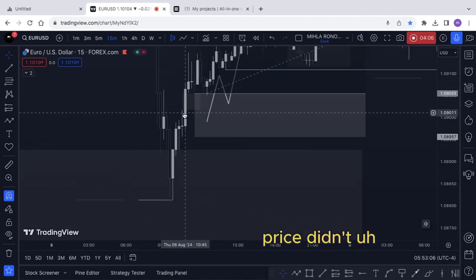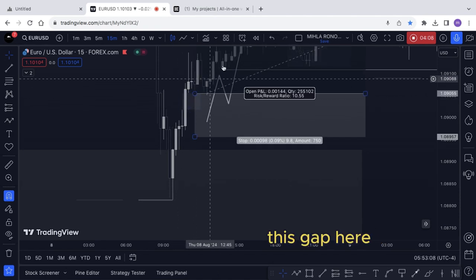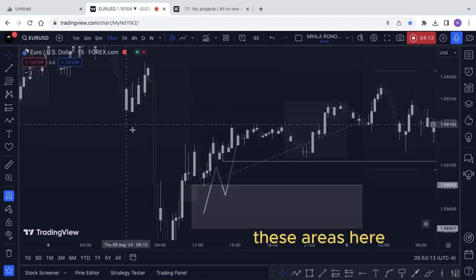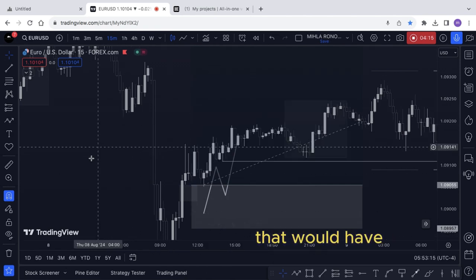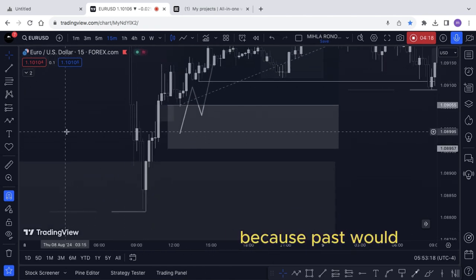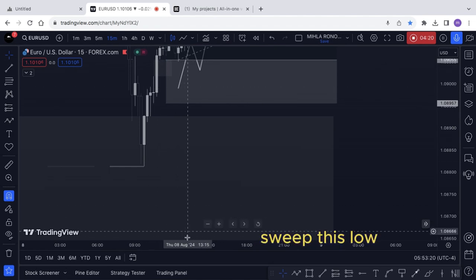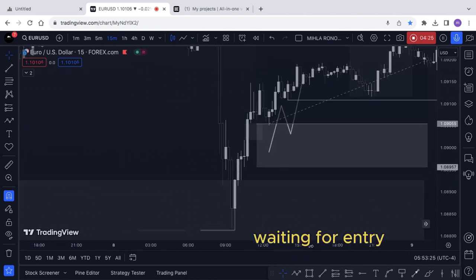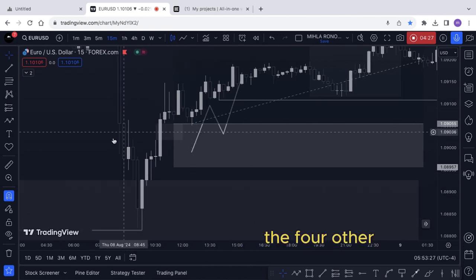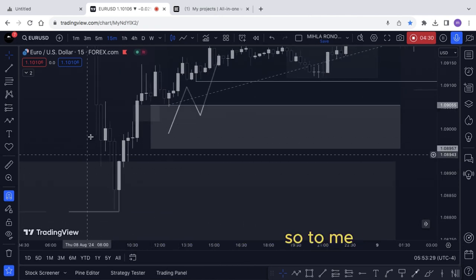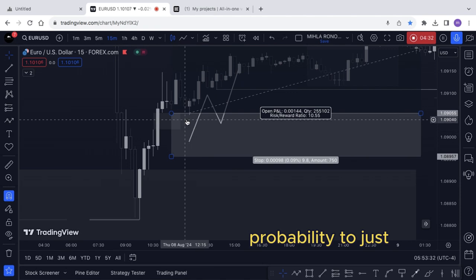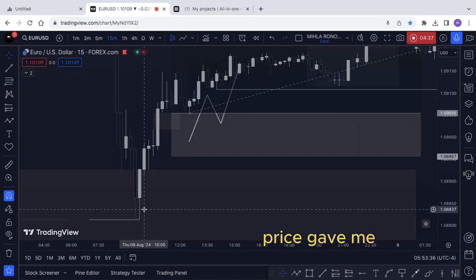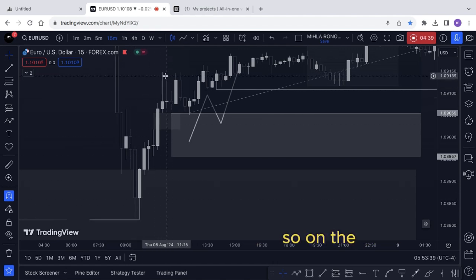Now, if price didn't provide me with this gap here and came into maybe these areas and continued lower, that wouldn't have been a problem, because price would then come lower, sweep this low, and give me the same entry again. Initially, I was just waiting for entry because we were in the daily gap. To me, it was high probability to just look for the buys here. After this reaction, price gave me this expansion here.